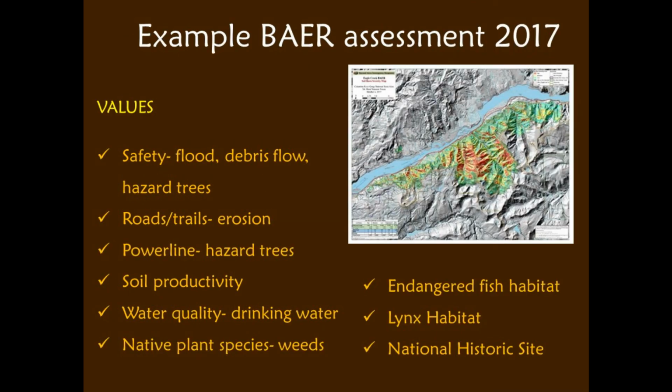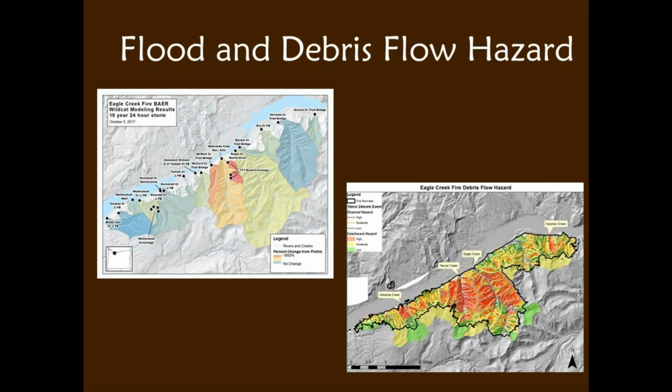And so just real quick here to show an example of how our BAER assessment process works. We went and identified the different values that we care about. This is a very high use area with an interstate, Columbia River Gorge, a lot of people in this area. And so we had a lot of different concerns. But when we worked through our process and looked at our mapping, we looked at our soil burn severity map and debris flow map, which is what you're seeing on the right side, and our flood flow map, which is what you're seeing on the left side.